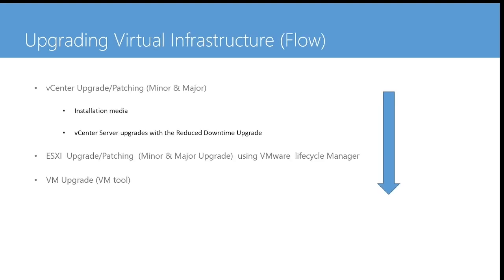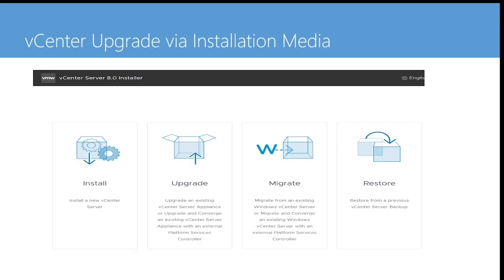Here is the flow. Always upgrade your vCenter first before any other virtual infrastructure. You can now go ahead to update your ESXi and VM Tools on the virtual machines. So to upgrade vCenter, you can use the option of installation media.